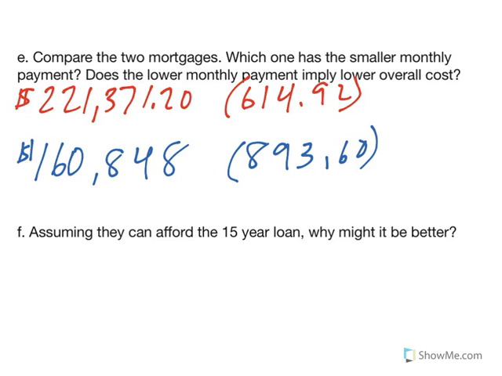So if you can afford the 15-year loan, why might it be better? Well, you're saving $60,000 in interest, which I think is pretty significant, especially if Brian and Jane have kids in those 15 years. They may be working on paying for college, and they're going to need that $60,000 to pay college costs. So I believe that is the end of video number 2.